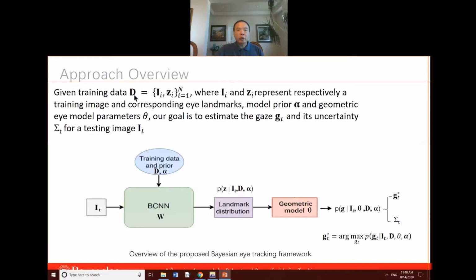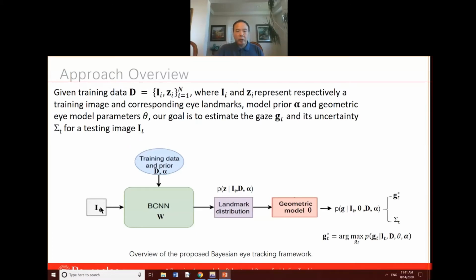We are given training data. Each training sample includes one eye image or face image and the corresponding landmarks. We have a total of N training samples. We are also given the parameter alpha, which is a hyperparameter that specifies the prior distribution of the Bayesian convolutional neural network. And we are also given theta, which is the parameter for the geometrical eye model. So given this information, our goal is to estimate the gaze G and its uncertainty sigma T, which is the covariance matrix, for a testing image I_T.